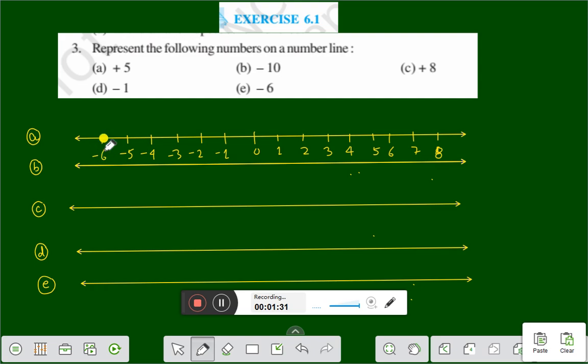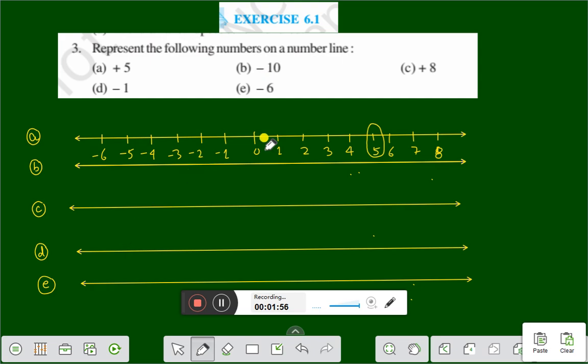Now, represent the following numbers on a number line. This is a number line. We will represent plus 5. Here you see, from 0 it is plus on the right side, and on the left side it is minus. The plus 5 is here. 1, 2, 3, 4, 5. This is plus 5. Therefore, this is the representation of plus 5.